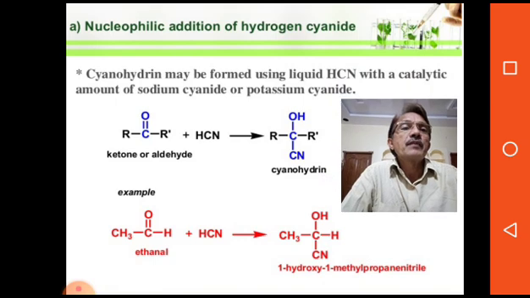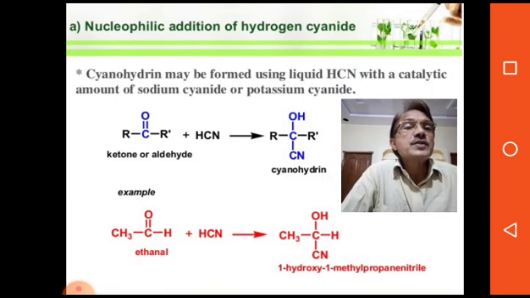Cyanohydrin may be formed using liquid hydrogen cyanide with a catalytic amount of sodium cyanide or potassium cyanide. An aldehyde or ketone, when it reacts with HCN, gives cyanohydrin. In this reaction, initially CN minus, that is cyanide ion, attacks the carbonyl carbon. Later, an electrophile attacks on O minus so that cyanohydrin will be formed.